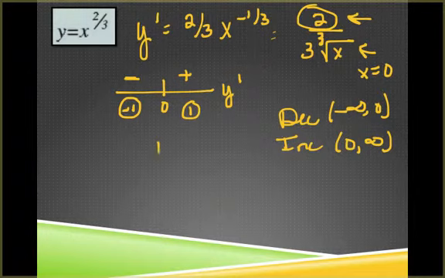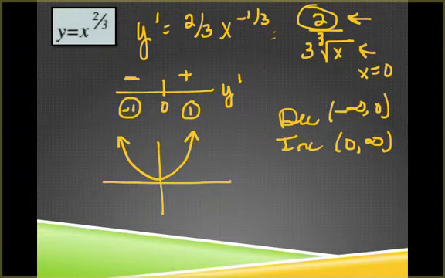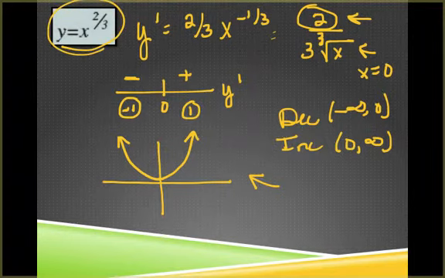But if we look at that graphically, that could look like this: decrease to 0, increase after 0. Well, we know our graph can't look like that because that's the graph of a parabola, and our graph was y equals x to the 2/3.